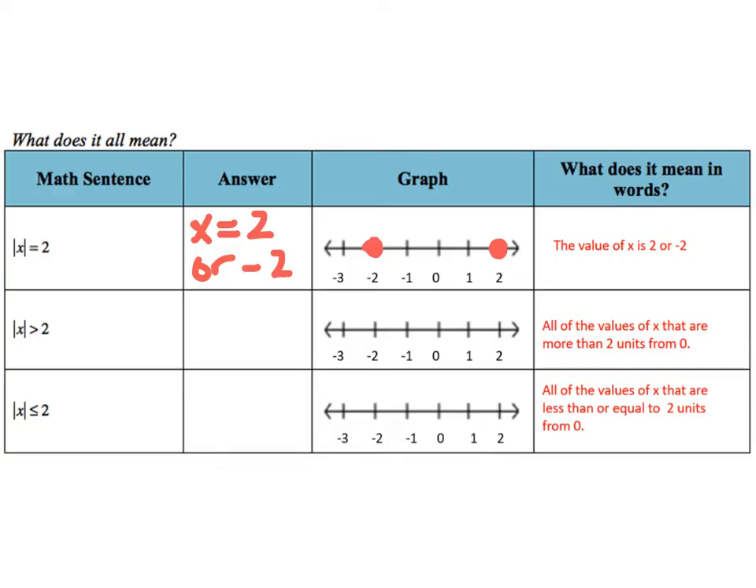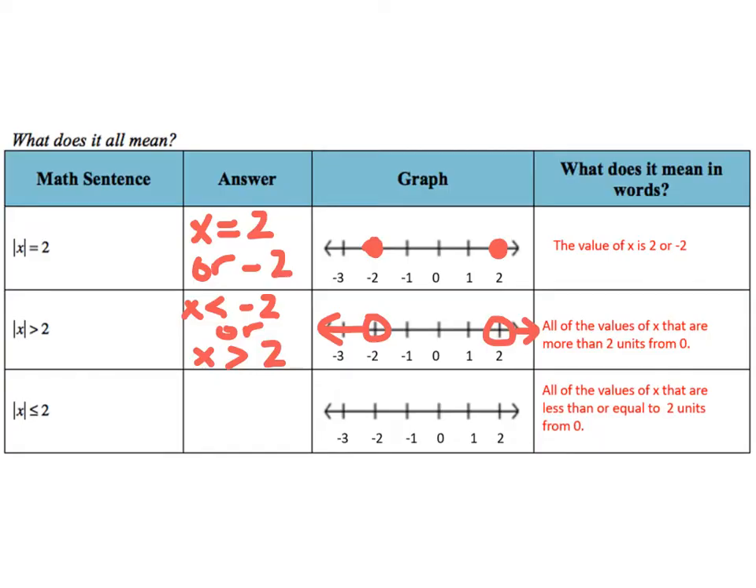The next line says that the absolute value of x is greater than 2. This is saying that the distance x is from 0 is going to be greater than 2. So if I wanted to graph this, in order to be more than 2 units from 0, I would have to be talking about either being more than 2 units to the right or more than 2 units to the left. So this inequality would be x is less than negative 2 or x is greater than positive 2.